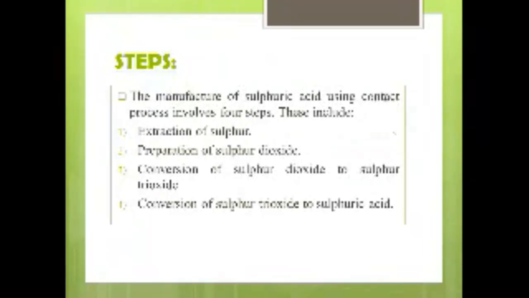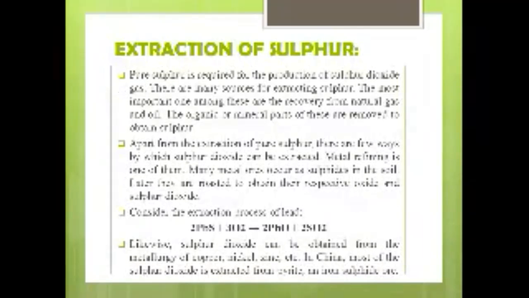So these are the steps which we follow in the contact process, which are a total of 4. These include first, extraction of sulfur, second, preparation of sulfur dioxide, third, conversion of sulfur dioxide to sulfur trioxide, and the fourth step is conversion of sulfur trioxide to sulfuric acid. So here is the first step, which is extraction of sulfur.